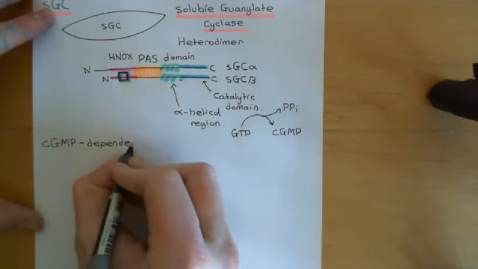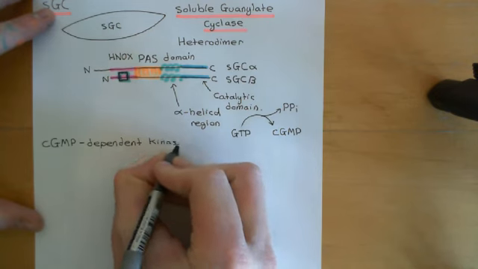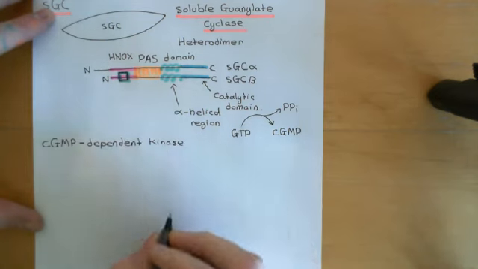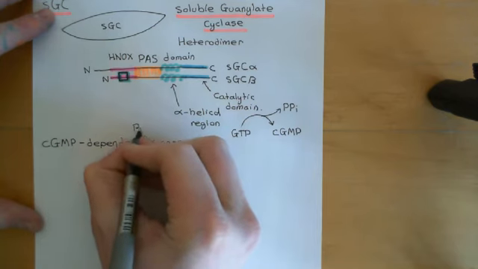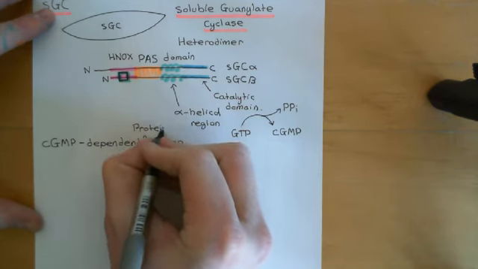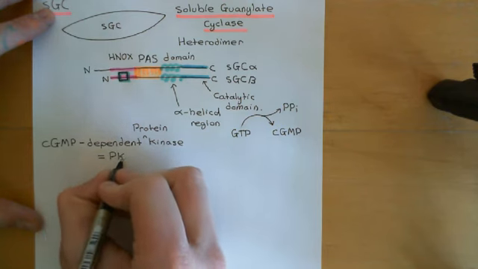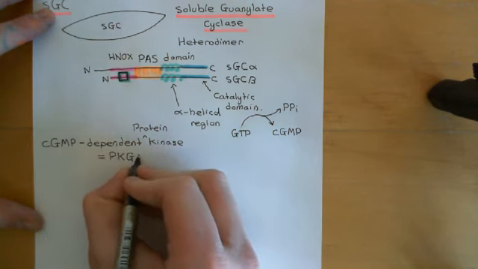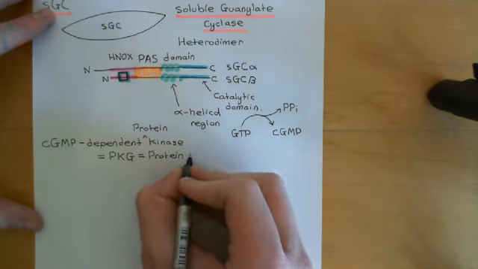Okay, but it has a more seductive name, shall we say? What have I missed off? I've missed off the protein kinase, cyclic GMP dependent protein kinase. Its other name that students generally prefer is protein kinase G, PKG. So this is protein kinase G.